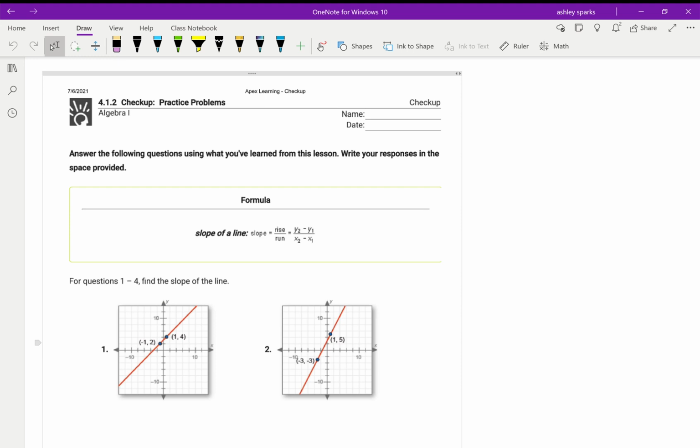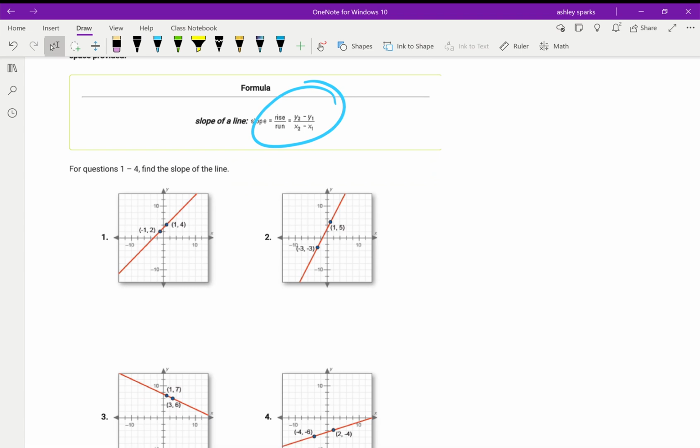Right, so let's talk a little bit about slope. Everything you need to know for this section is right here. Slope is rise over run, which can also be written as y2 minus y1 over x2 minus x1.